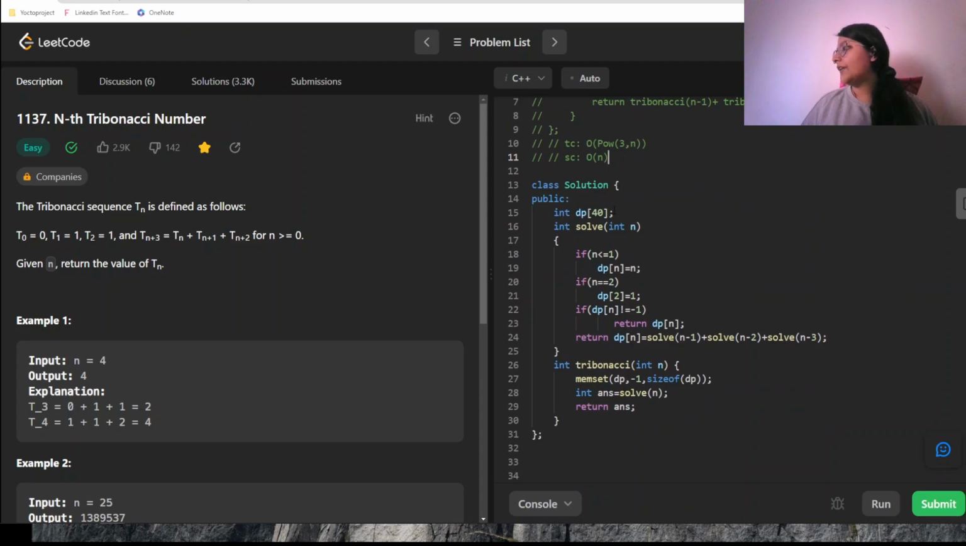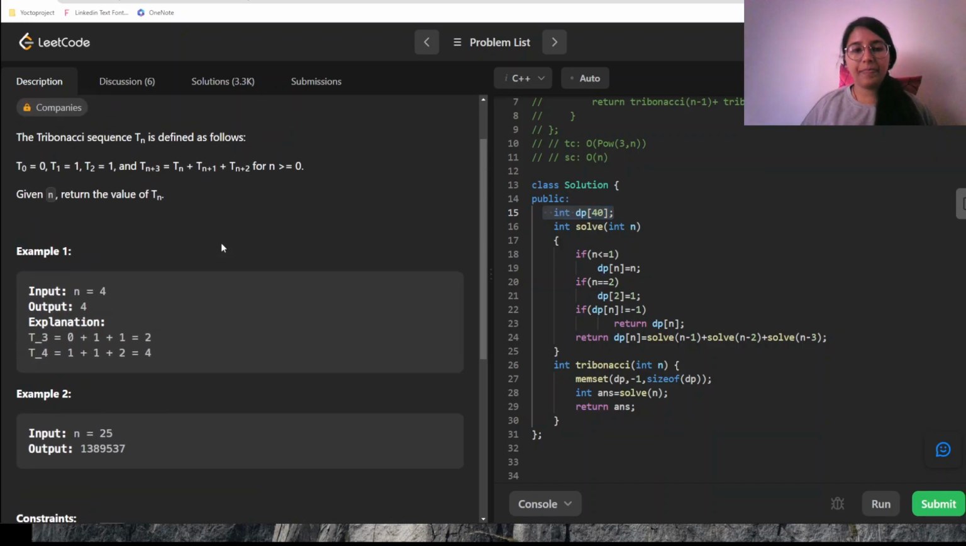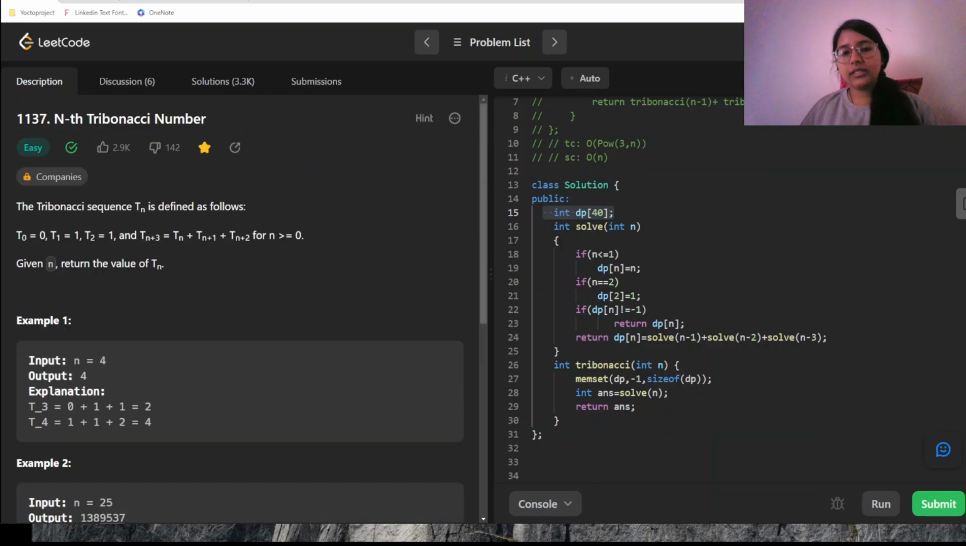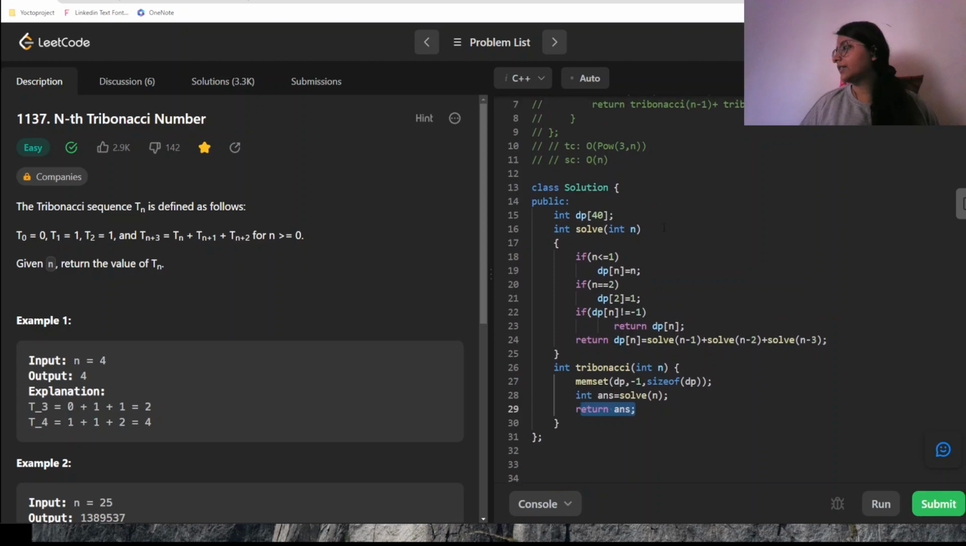So now here I've taken a 1D array, and this array I've taken up to the limit of 40. And why 40? Because as per the constraint we can see here 37 is there, so we are just adding 3 to the same, so it becomes 40. And now here comes the main function. From this first function, we are assigning all the elements of that array with -1, and then answer equals solve of n, and solve is basically a recursive function. And at the end, we will be returning our answer.